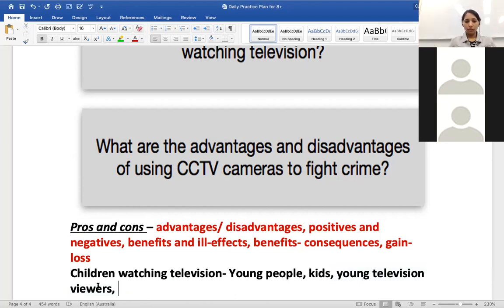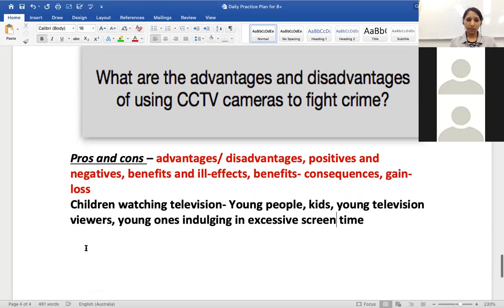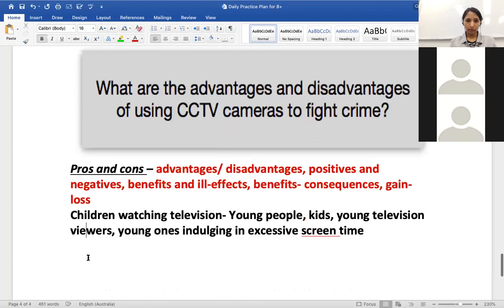So, or young ones spending, or young ones indulging in screen time, excessive screen time. Okay, now if we put them together, what will you say?